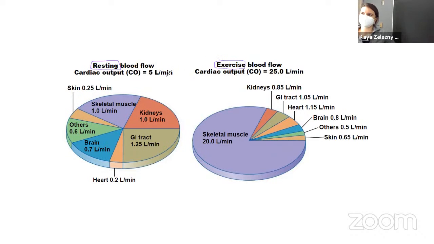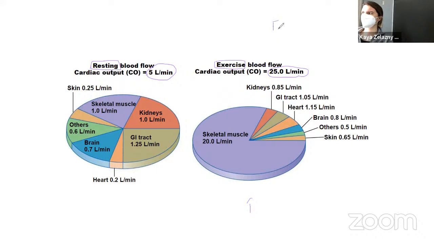So we can see that our original cardiac output at rest was 5 liters per minute. And our new cardiac output, when we're exercising, since we've increased our heart rate and our stroke volume, is now 25 liters per minute. So what do you think would happen if we weren't able to regulate, say, the skeletal muscle and the GI tract separately? What would the pie chart on the left look like if each of these were just responding to this change in cardiac output?